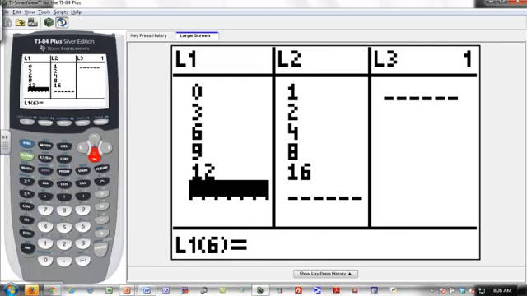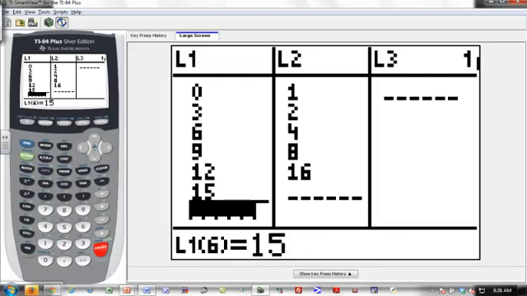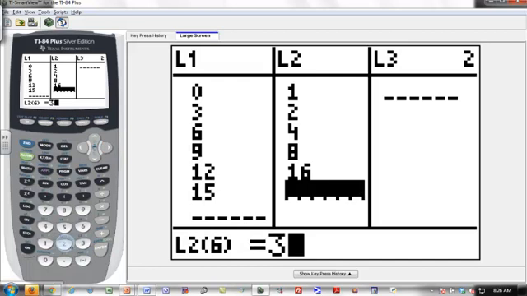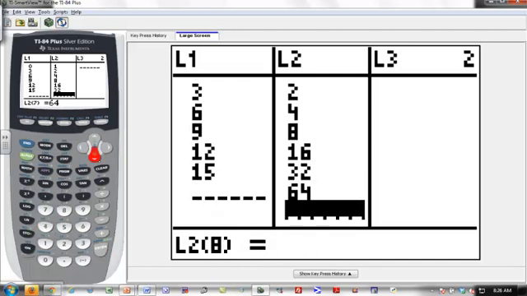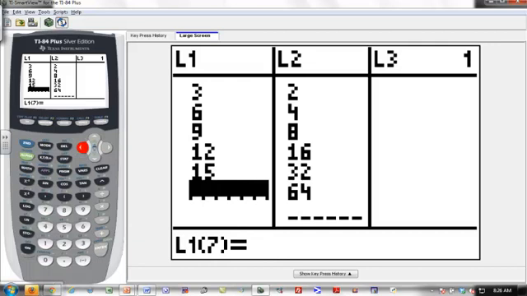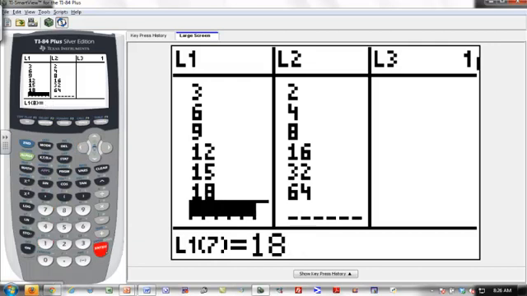I think we only need 2 more. 15 and 32. And 64 is the number after 18 hours. Okay, let's take a look at this. Let's take a look at this data.